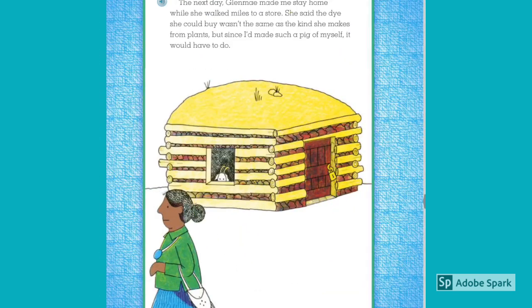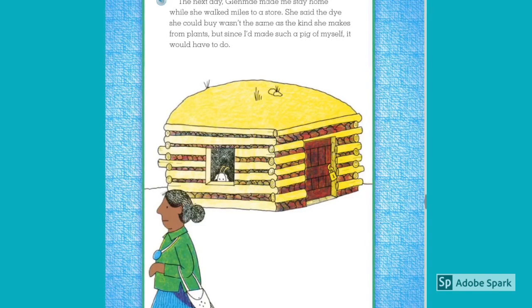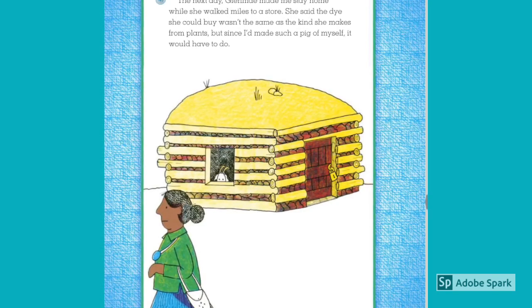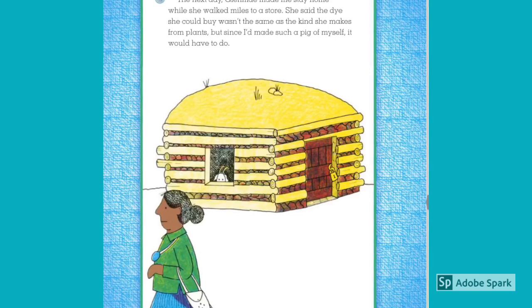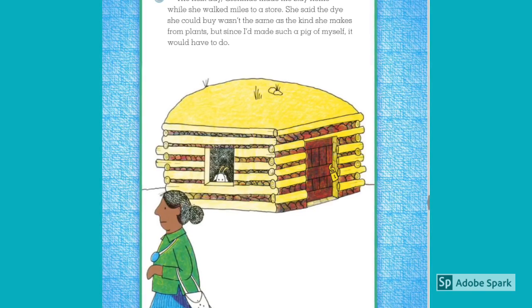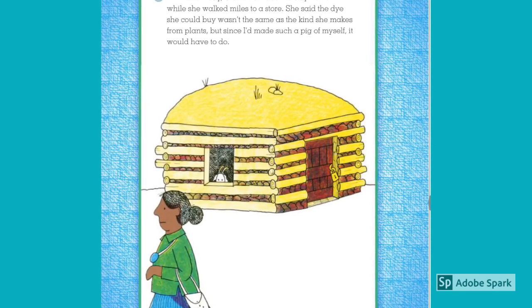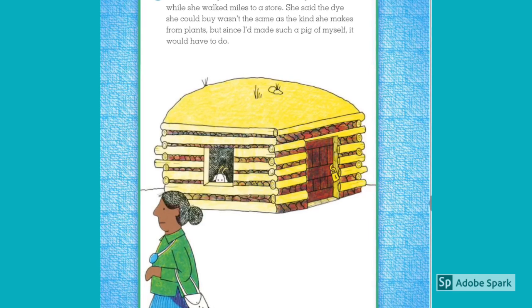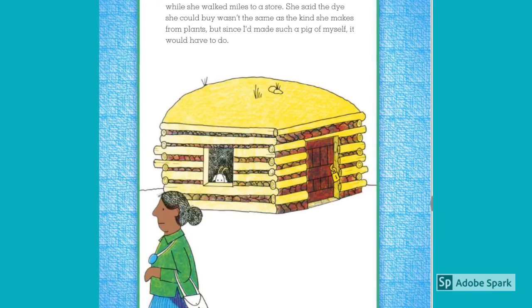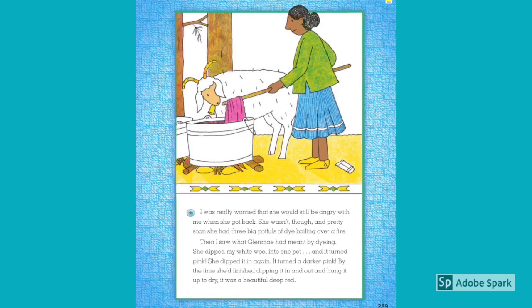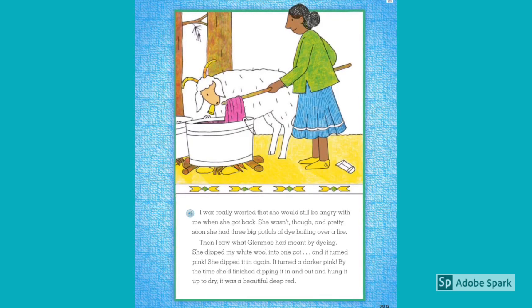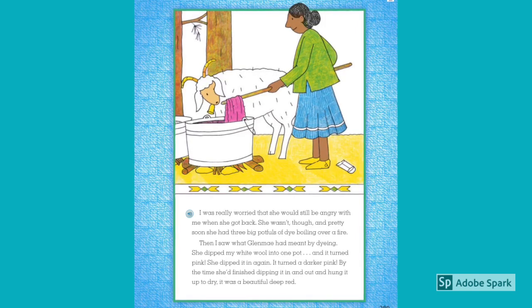Delicious! The next day, Glenn May made me stay home while she walked miles to a store. She said the dye she could buy wasn't the same as the kind she makes from plants, but since I'd made such a pig of myself, it would have to do. I was really worried that she would still be angry with me when she got back. She wasn't, though, and pretty soon she had three big potfuls of dye boiling over a fire.